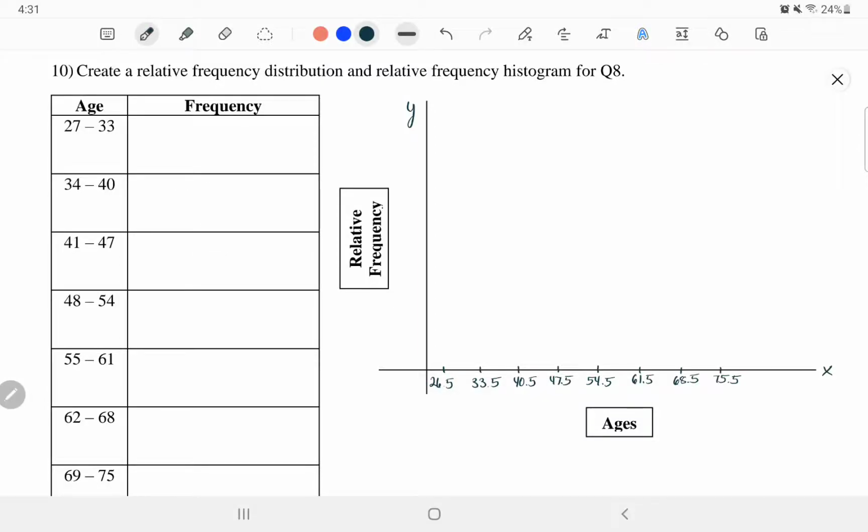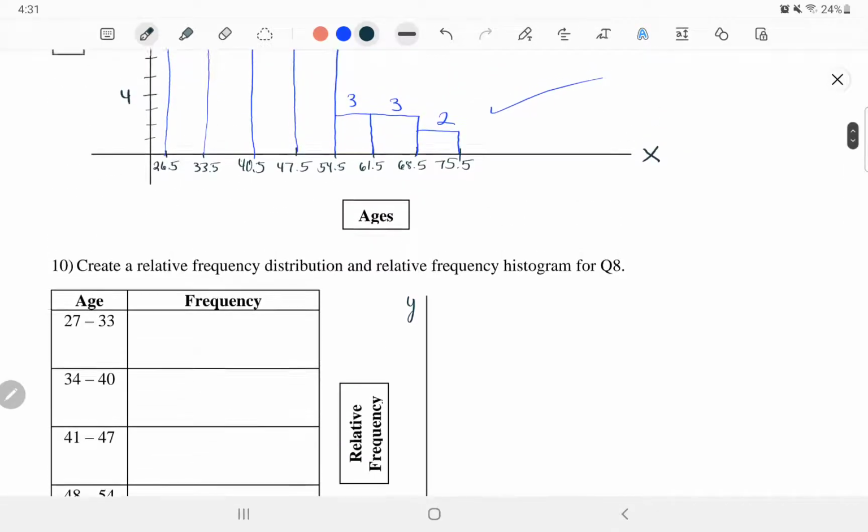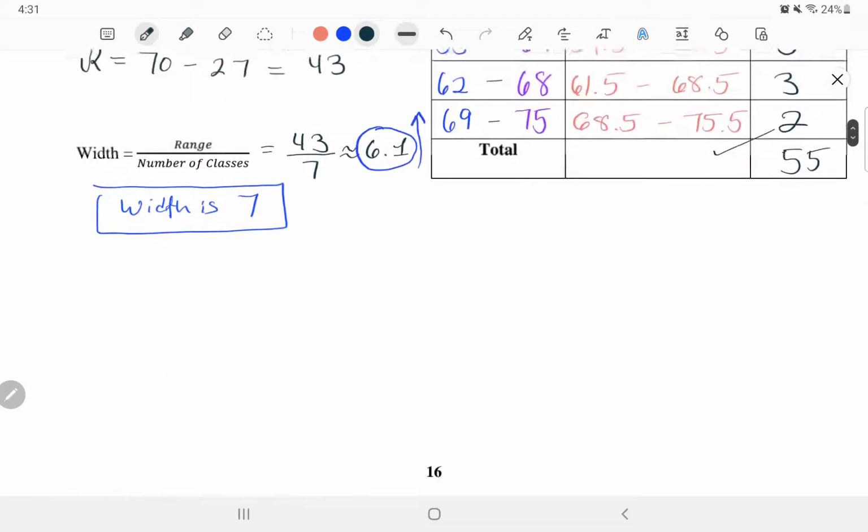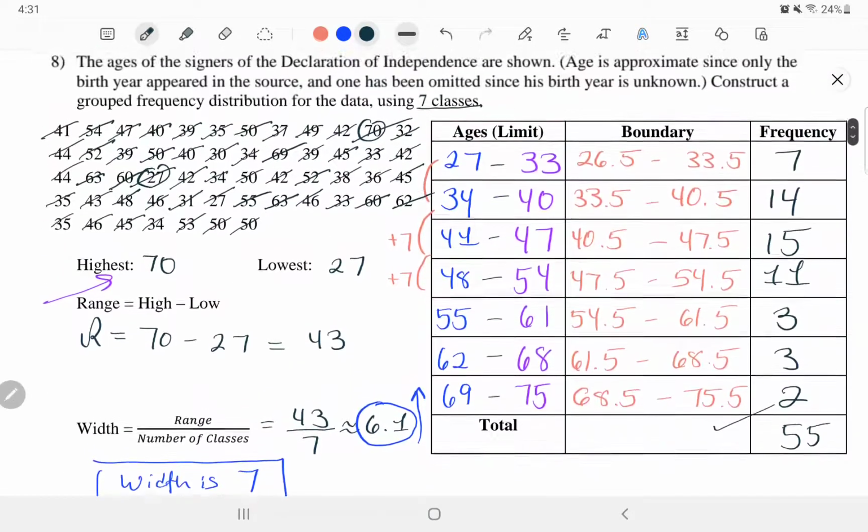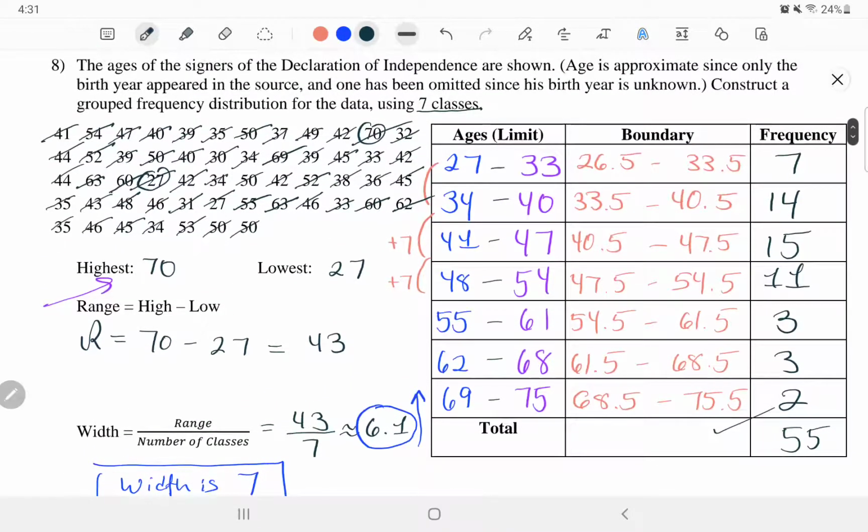Question number 10 wants us to create a relative frequency distribution and a relative frequency histogram for question number 8. Now, if we scroll back up, we created this frequency distribution in question 8. Now, when it comes to finding the relative frequency, as we did before, it is the probability or the percentage for each class.